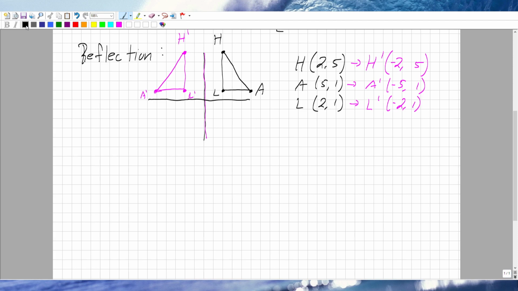So we have the reflection, we have the translation, and then of course we have the next one, which brings us full circle because that would be a rotation.